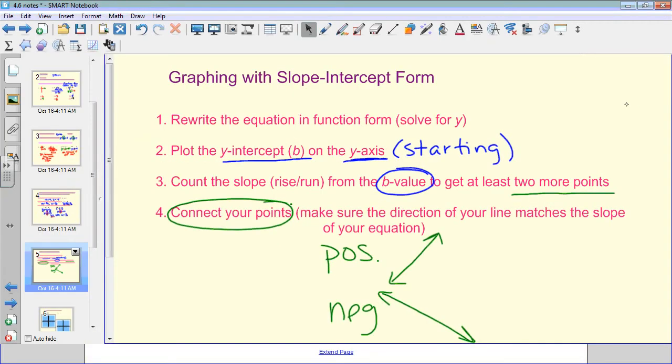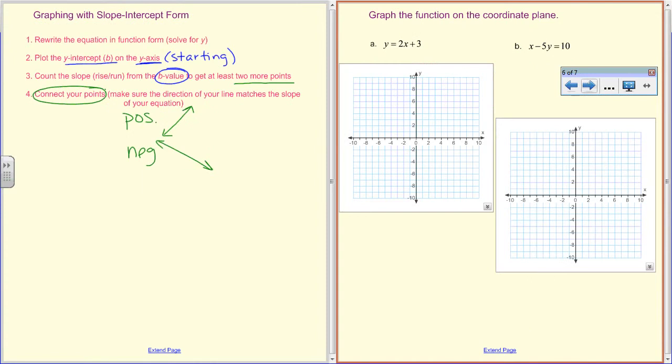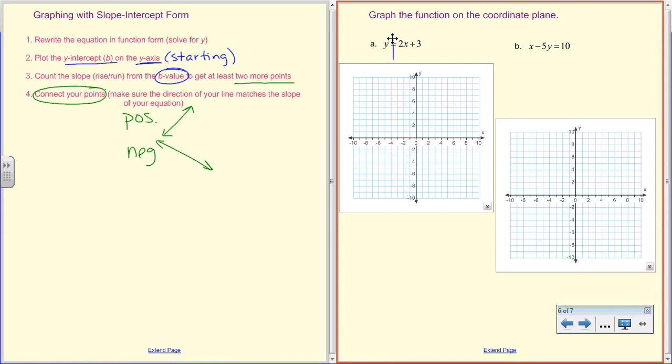All right, I'm going to go to a split screen, and we'll take a look at graphing. All right, so I went to graph the first one, y equals 2x plus 3. Awesome, y is by itself, so I don't have to do any solving. I'm going to start at my b value. So I'm going to start at positive 3. So 1, 2, 3.